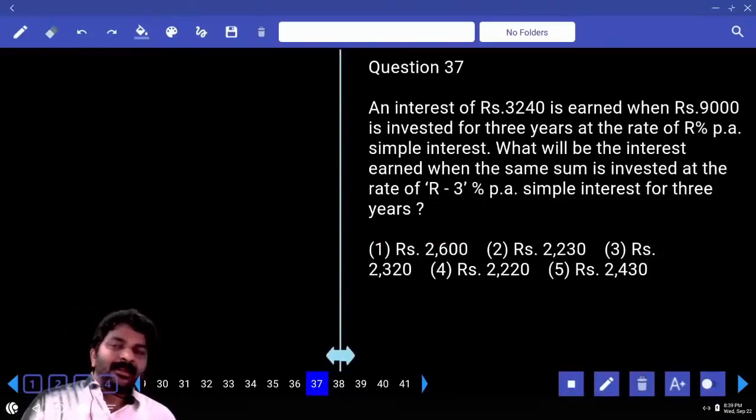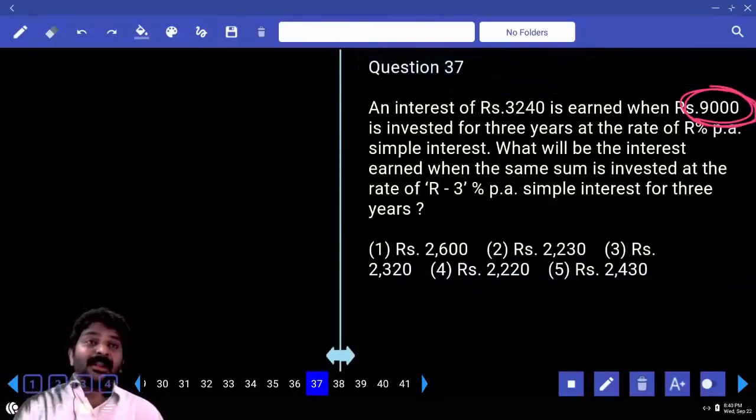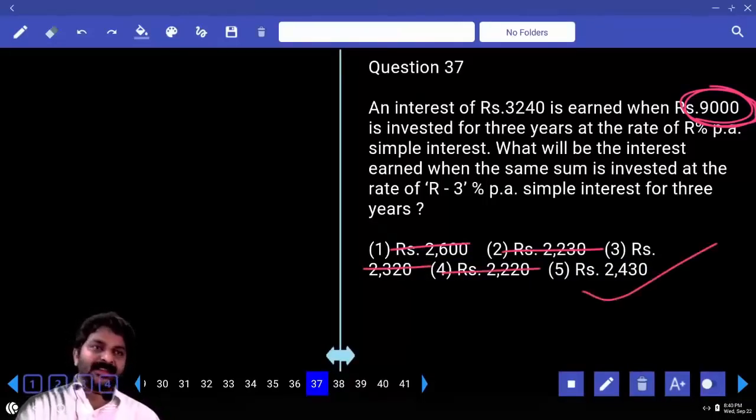Am I right? On principal. What is the principal? Come on. What is 1% of it? 90. That is a 9 multiple. Then whatever percentage you calculate, that is also going to be a 9 multiple. Your answer is also going to be a 9 multiple. Is your first option a 9 multiple? No. Second? No. Third? No. Fourth? No. Fifth has to be your answer, final.